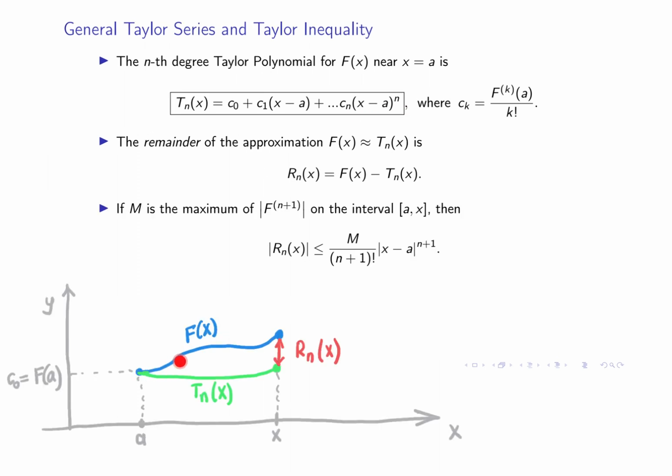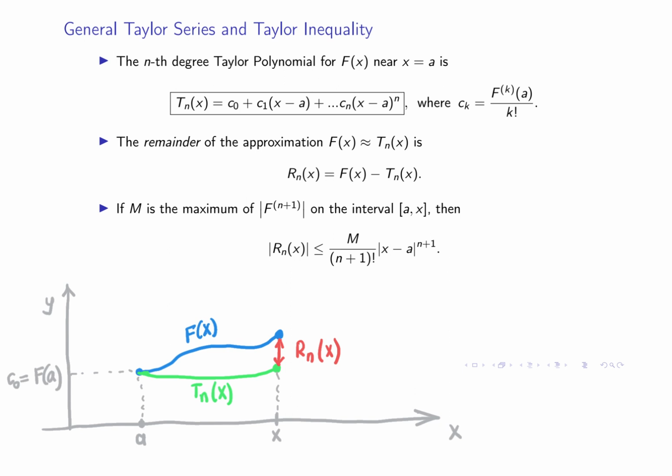Here's an illustration. So this is our original curve, and this is the Taylor approximation. The difference between the y values of the two curves, that's the remainder. And the estimate for the remainder is similar to the estimate of the approximation error that we had for quadratic approximation. If we assume that the derivative of order n plus 1 of our function f has a magnitude that does not exceed some number m on the entire interval from a to x, then the magnitude of the remainder does not exceed m divided by (n plus 1) factorial times the (n plus 1)th power of the distance between a and x.